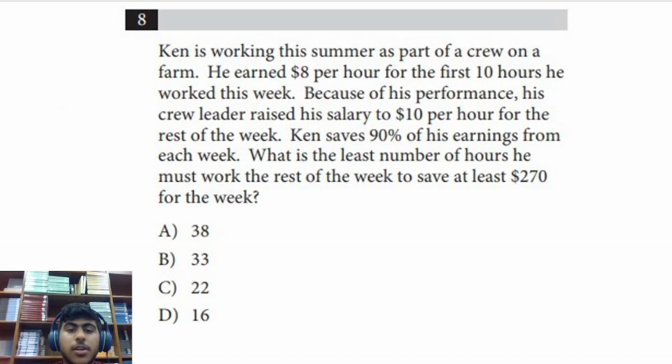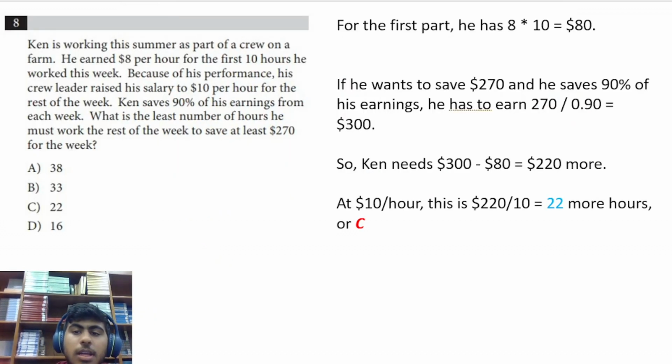All right. Question number 8. Told that Ken is working this summer as part of a crew on a farm. He's earned $8 per hour for the first 10 hours he worked this week, and because of his performance, he got a raise to $10 an hour for the rest of the week. He saves 90% of his earnings, and he wants to know the least number of hours he must work to save $270. Well, we're told that for the first part, he has $80, right?